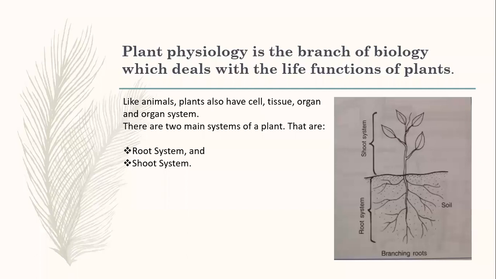Like animals, plants also have cell, tissue, organ, and organ system. There are two main systems of a plant, that are shoot system and root system. The part of the plant which is below the soil, that is the root system; the part of the plant which is above the soil, that is the shoot system.